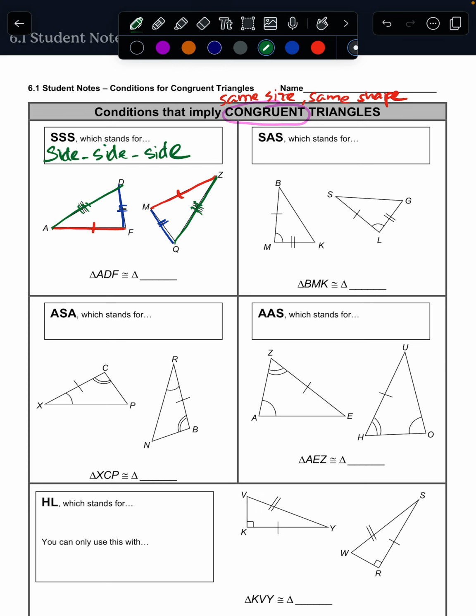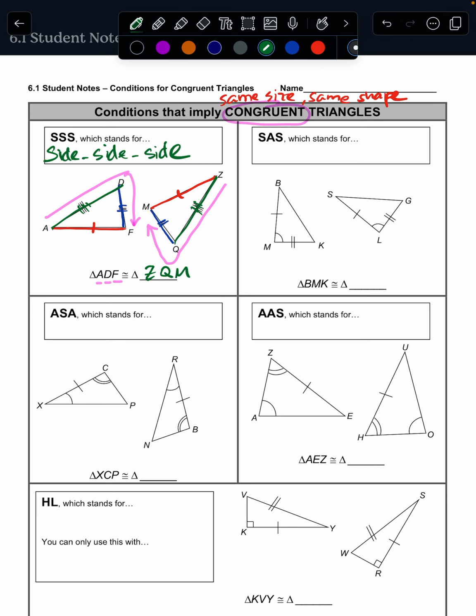So let's see, how do we name it? Well, this says we go from A to D to F. So A is the long side, D, and then this is the shorter side. So I will go from the longer side, so Z, Q, M. Okay, so I will call this ZQM. Triangle ZQM.